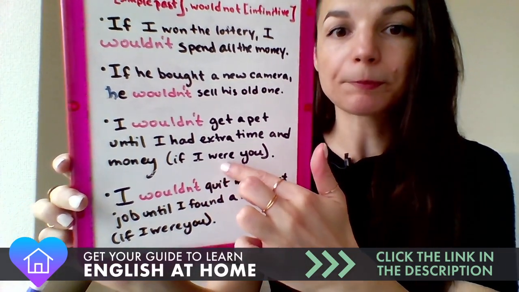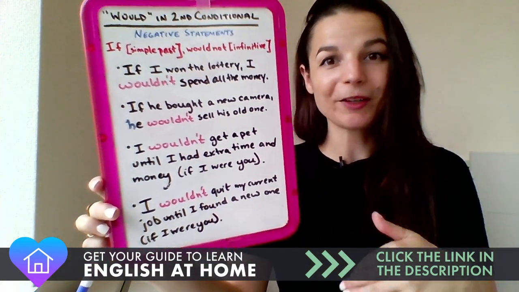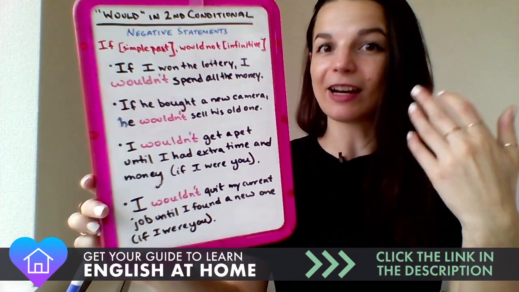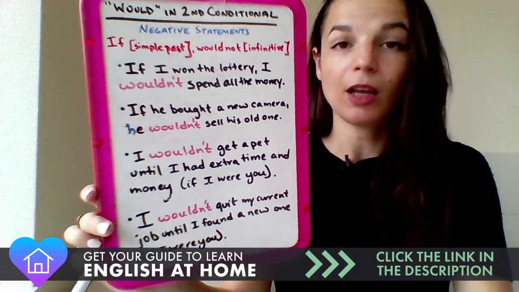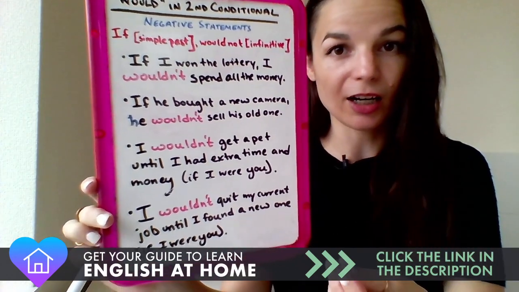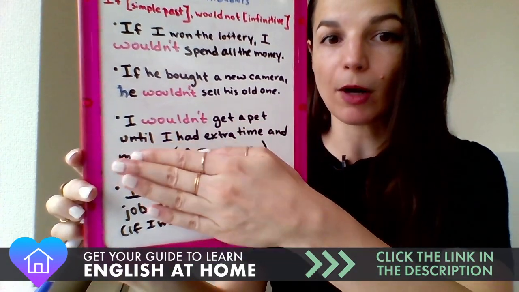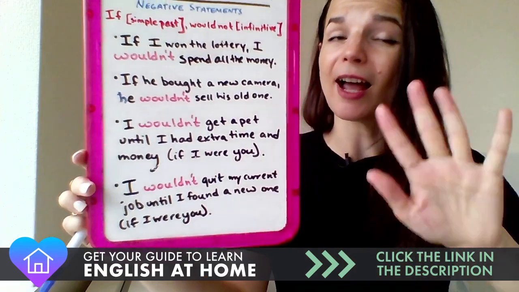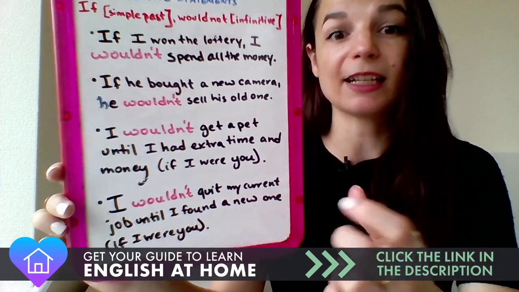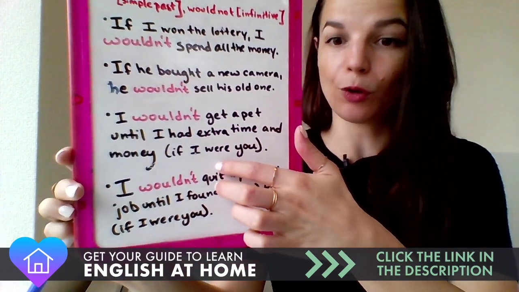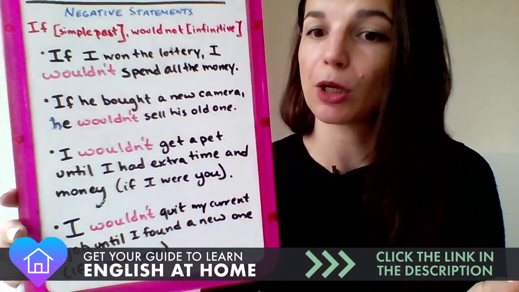However, native speakers, oftentimes, we drop if I were you, because sometimes it's very clear. The advice is clearly for the other person. We're imagining if I were you. In cases where it's very clear, you're talking about the other person's experience, you can drop this part. Like, I wouldn't get a pet until I had extra time and money. In some situations, it's very clear if I were you is implied. So that's why I have this here, if I were you.